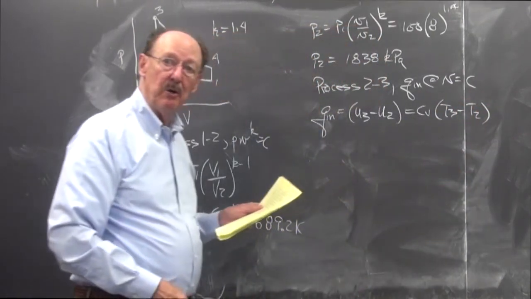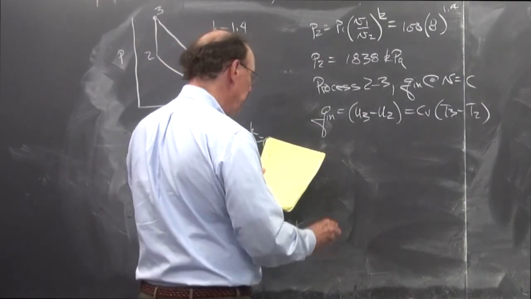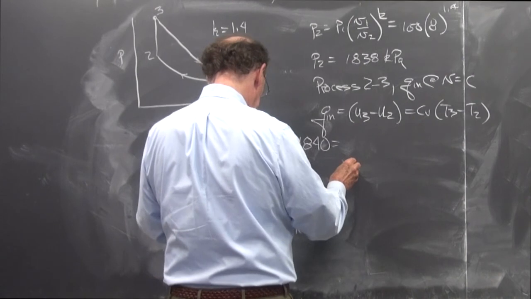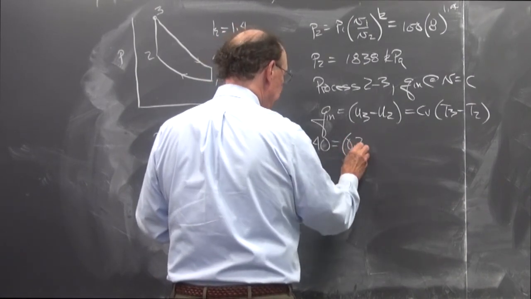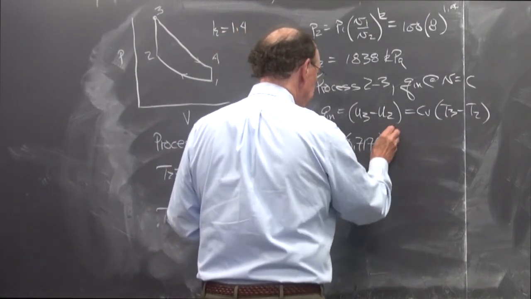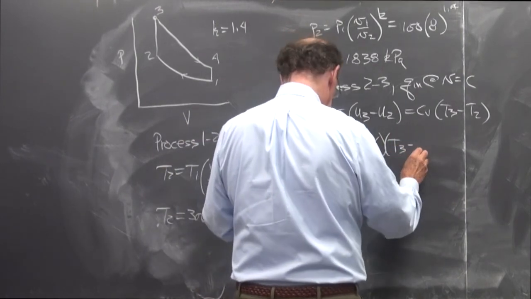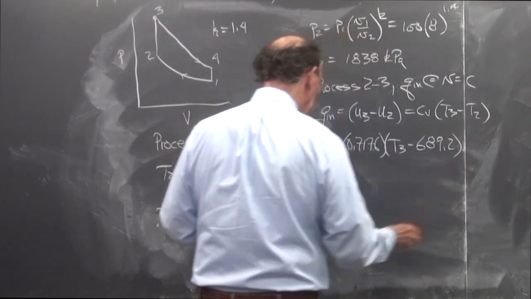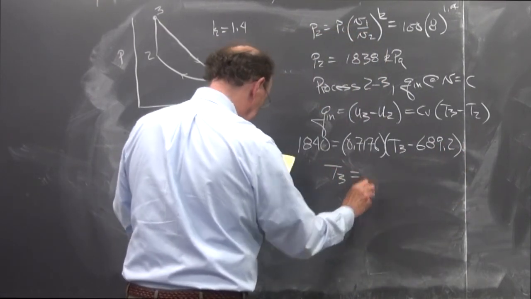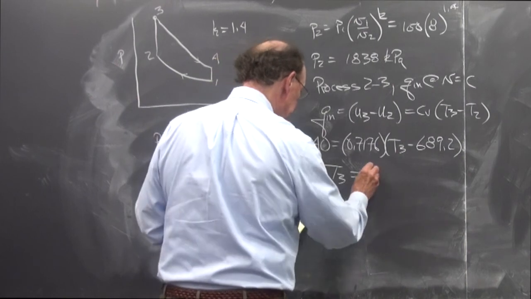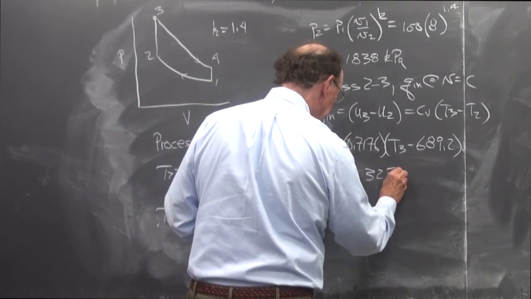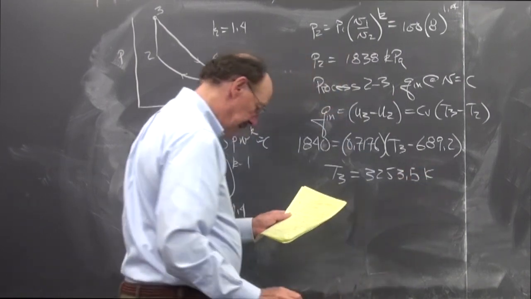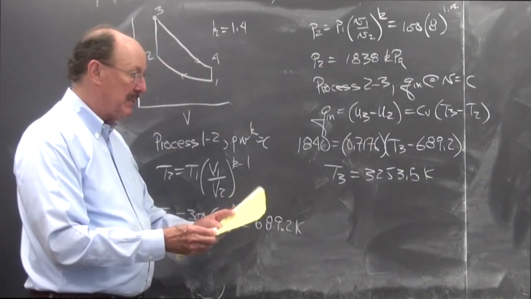And in this case, I know Qn. So Qn is 1840, which is equal to C sub V, 0.7176, times T3 minus T2, where T2 is 689.2. And I can solve for T3, and T3 is equal to 3253.5 degrees Kelvin. The 0.5 really doesn't matter, but be that as it may.